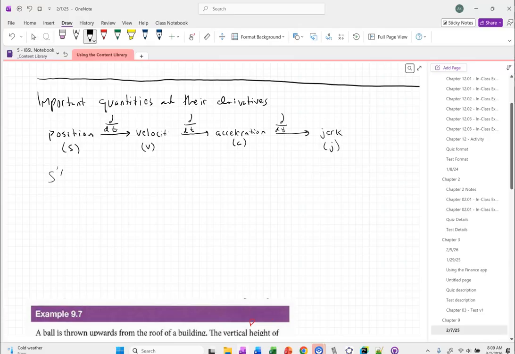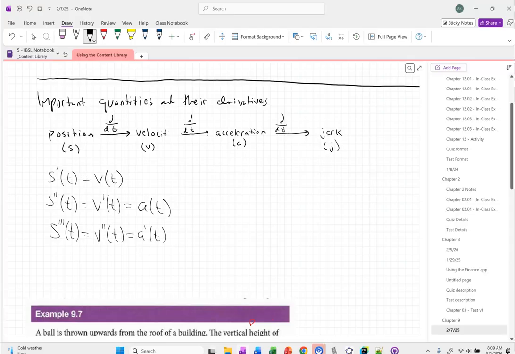So you can say that the first derivative of position is velocity. The second derivative of position is the derivative of velocity, which is acceleration. Or the third derivative of position is the second derivative of velocity, is the first derivative of acceleration, which is jerk. Of course. Everybody okay with the relationship between these?